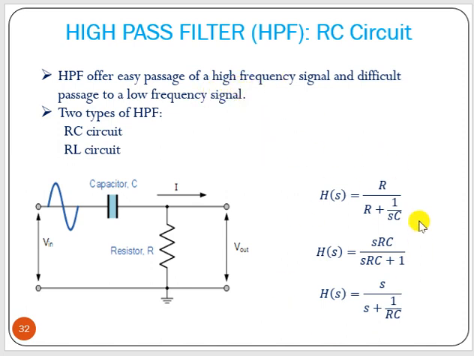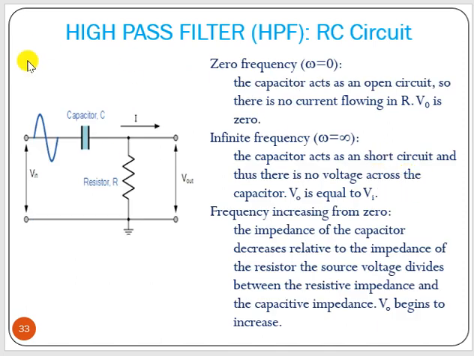And for high pass filter, the 0 is at omega equal to 0. That means at omega equal to 0 output is 0. At infinity it goes to some high value. Now for this circuit we can say at omega equal to 0 capacitor acts as open circuit, so no current will flow, right? So there is no voltage drop across R, so V0 is 0.